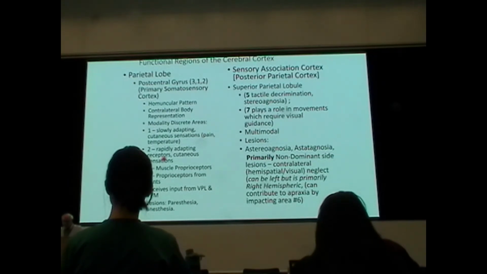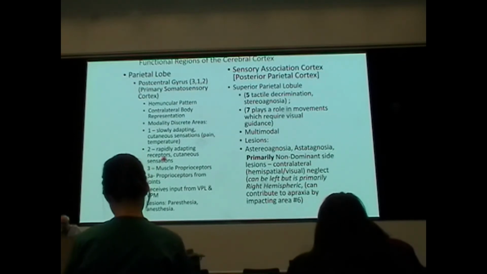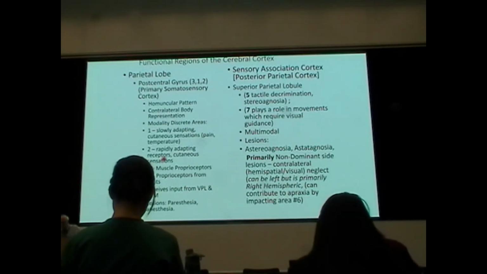Now there's an interesting thing that happens on the non-dominant side. The dominant side is typically, if you're right-handed, the left side. So the non-dominant side is the right side. If you have a lesion in this area, you could have a condition called contralateral neglect, or contralateral hemineglect. Primarily on the left side. It can contribute to an apraxia. In other words, it can also be impacted by a lesion of area 6 in the frontal lobe.